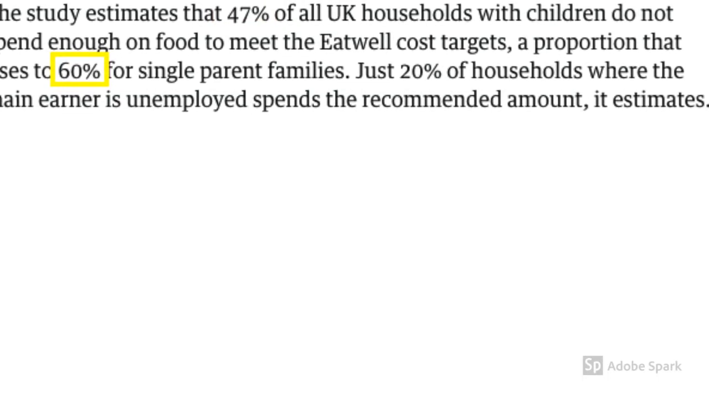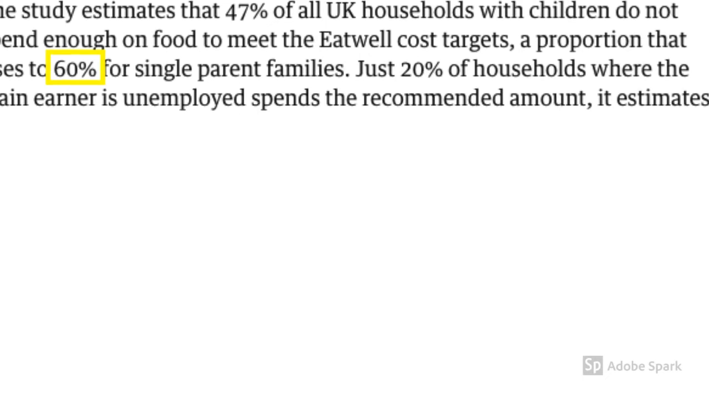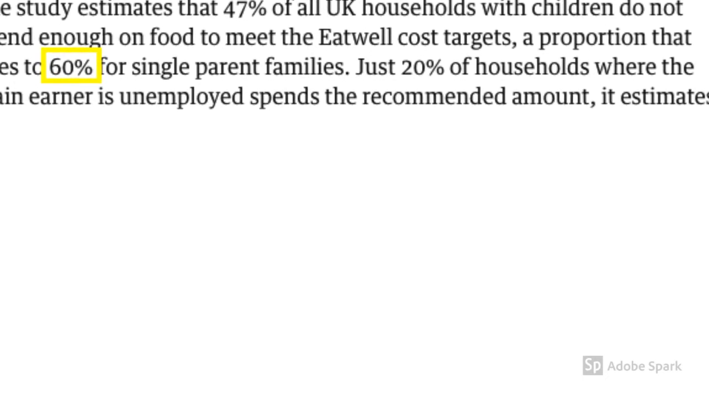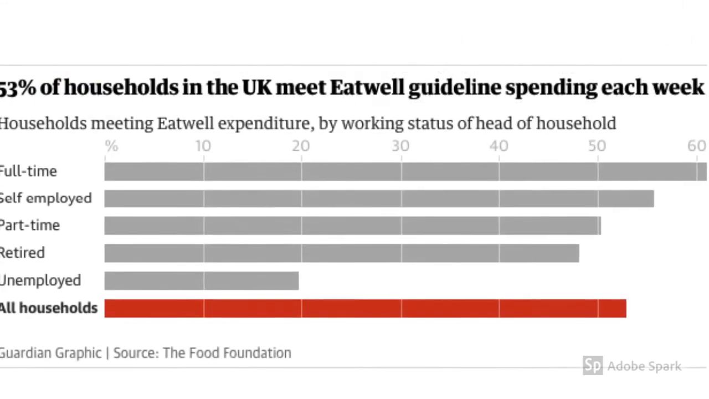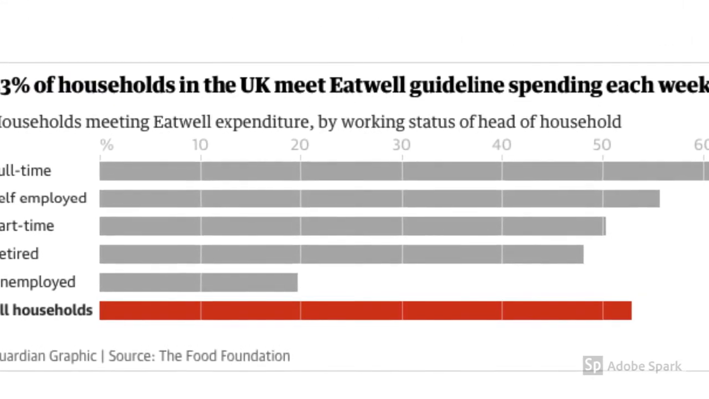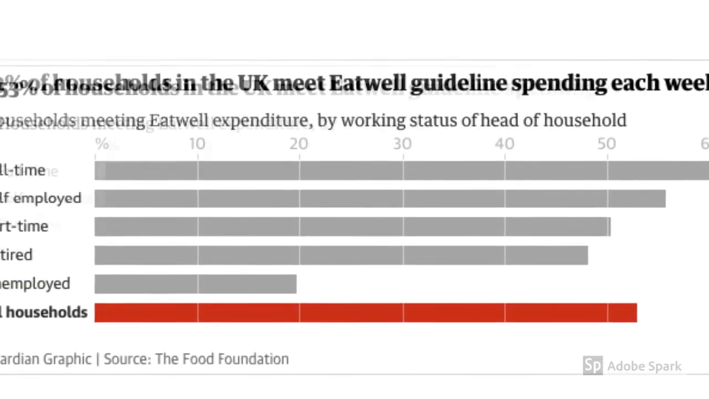Similarly, 60% means 60 out of every 100. So 60 out of every 100 single-parent families don't meet the Eat Well target. The same article includes this horizontal bar chart showing how many families meet the Eat Well spending target.